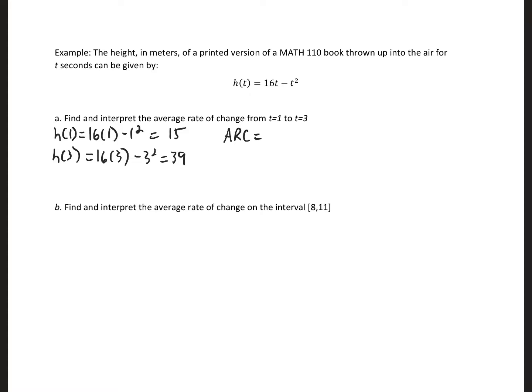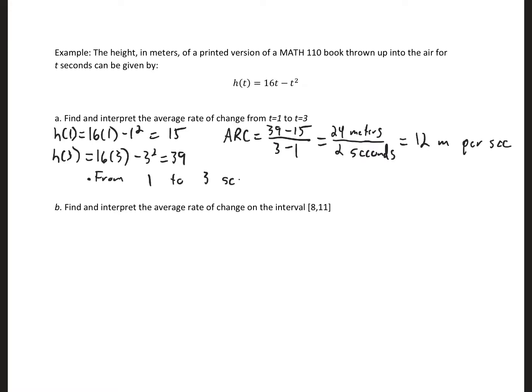So the average rate of change is the change in outputs, 39 minus 15, over the change in inputs, 3 minus 1. That is 24 meters in 2 seconds. So in 2 seconds, the height of the book increased 24 meters, or in other words, 12 meters per second. This tells me from 1 to 3 seconds, the height of the book increased 12 meters per second.